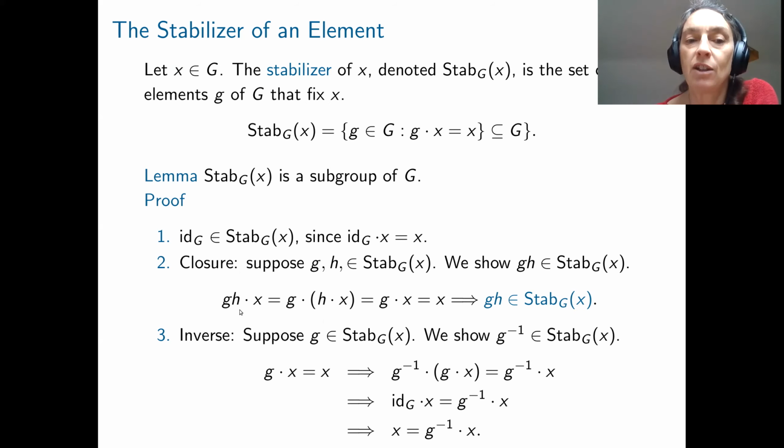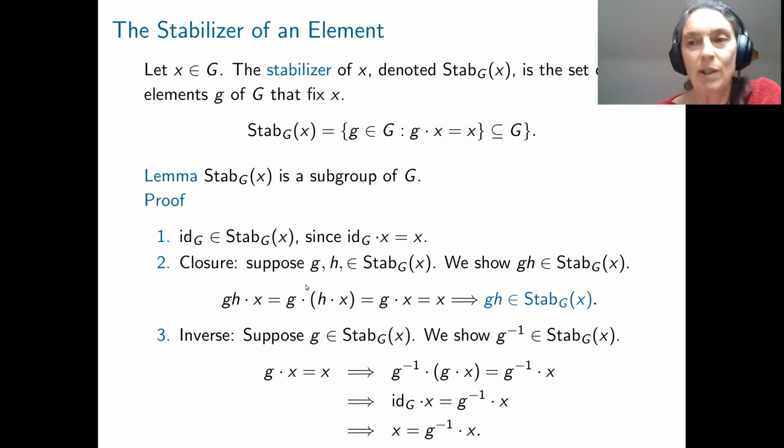When we hit X with GH, we know that that's the same as hitting X with H, and then hitting the result of that with G. H is in the stabilizer of X, so H dot X is just X. So this is G dot X. G is in the stabilizer of X, so G dot X is X. That's what it means to say that G is in the stabilizer of X. So our conclusion is that GH hitting X just gives us X. In other words, GH stabilizes X, and the stabilizer of X is closed under the group operation in G.